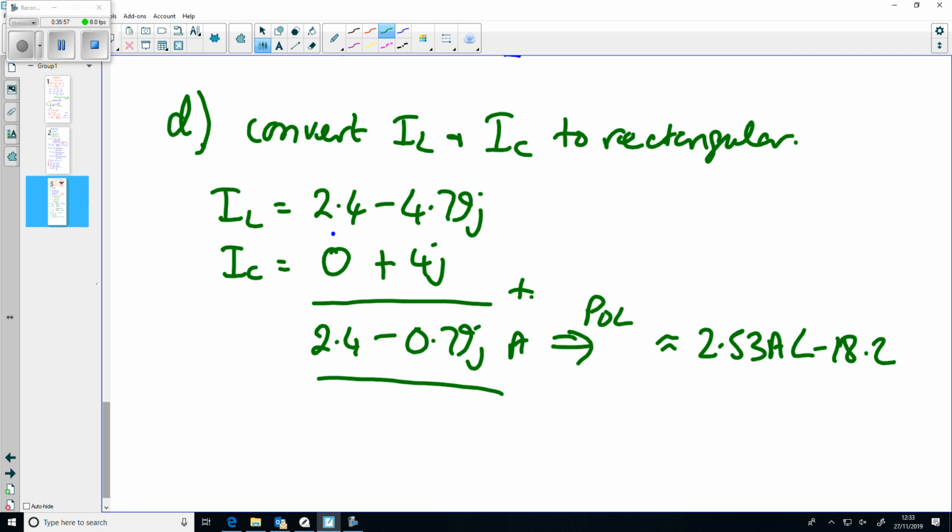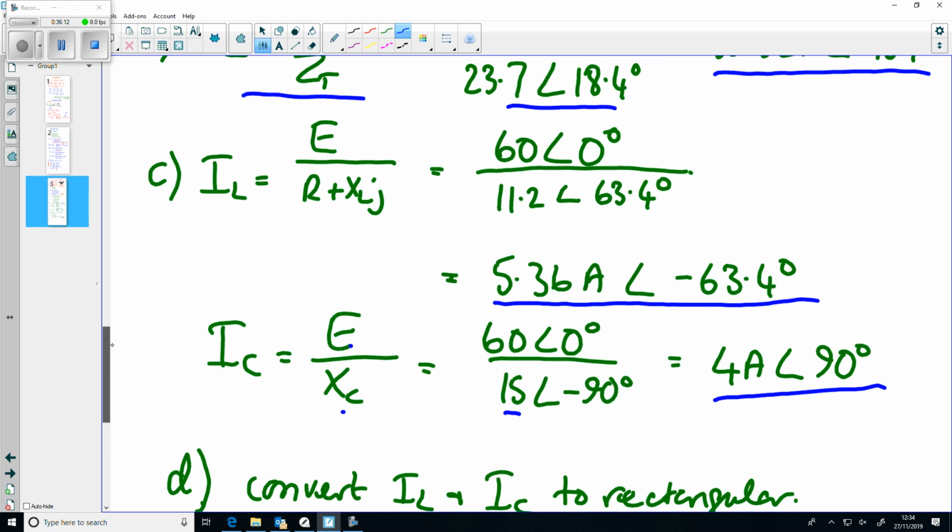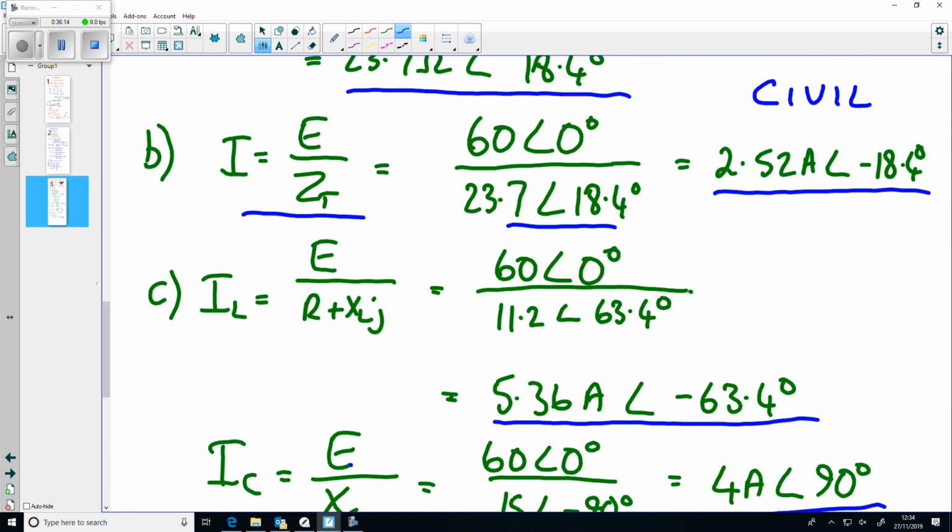To see whether that's the same as the current we calculated earlier, convert that back to polar, we get 2.53 amps, angle minus 18.2. Is that more or less the same as the total current we calculated in the first place? Yes. Allowing for the errors of going backwards and forwards with the polar and rectangular conversion, it certainly is. Alright?